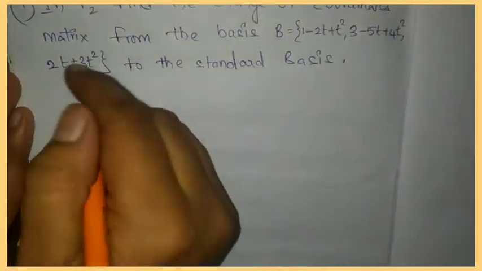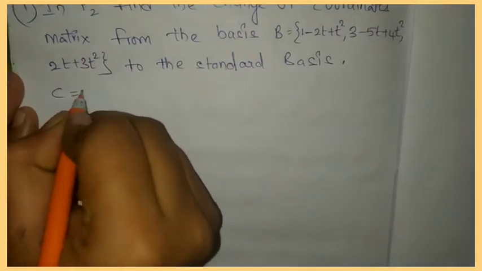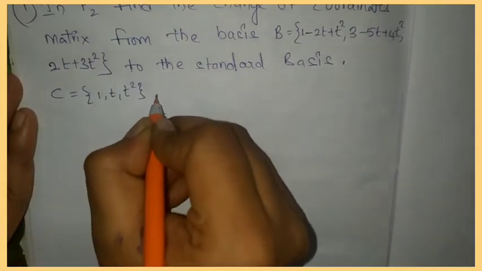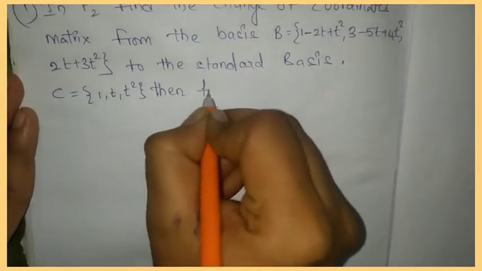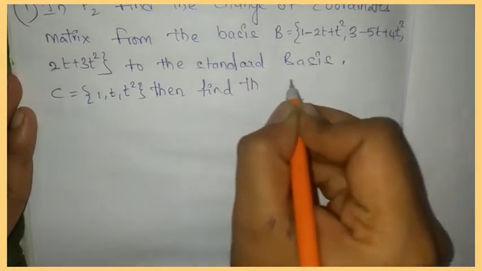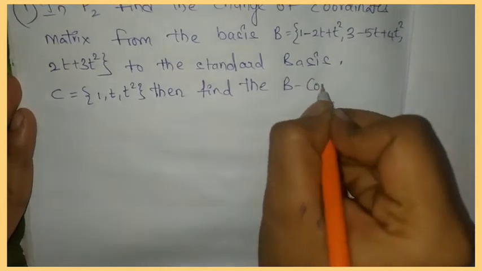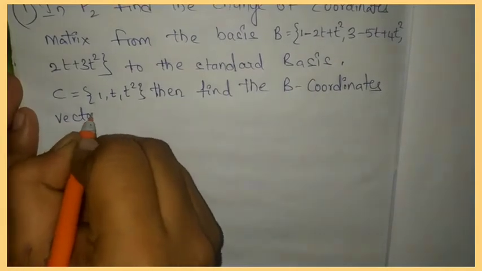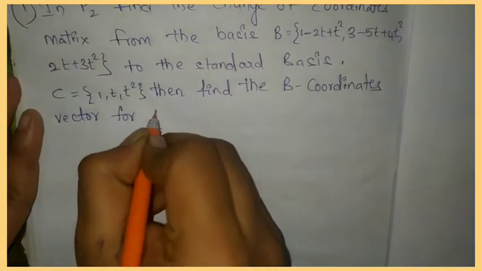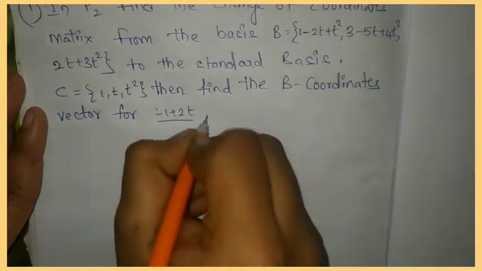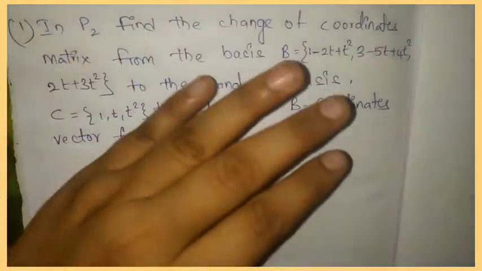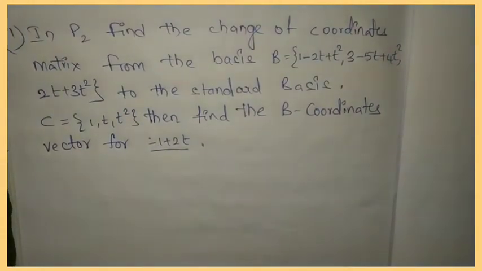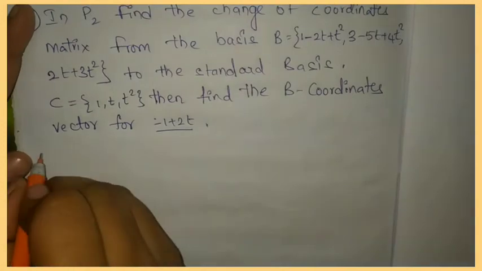Here C is equal to 1 comma t, t square. Then find the B coordinates vector for minus 1 plus 2t. Okay, here for this problem we can do in two methods. Now I will say one method, after that the second method. Okay, look here.